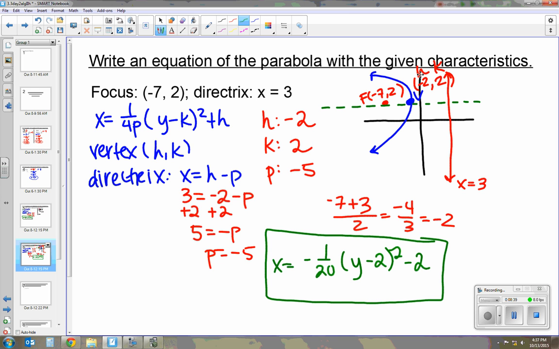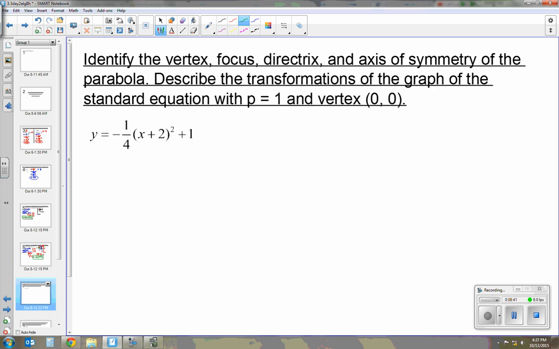Okay? Now, in our next example, we're working backwards. I'm going to identify the vertex, the focus, the directrix, and the axis of symmetry of the equation of this parabola. So I'm giving you the equation, and now we have to find the information from the equation. Okay? So I'm going to write down everything that you need to know for this. And this is a y equals. And we're going to skip describing the transformations for today.